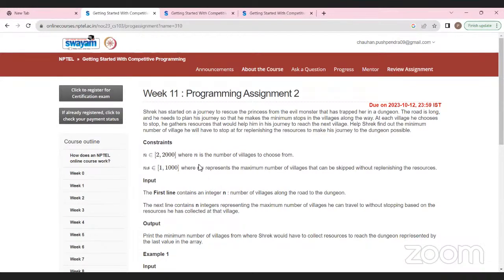Okay, so the week 11 assignment is: Shrek has started on a journey to rescue the princess from an evil monster that has trapped her in a dungeon. The road is long and he needs to plan his journey so that he makes the minimum stops in the villages along the way. At each village he chooses to stop, he gathers resources that would help him reach the next village. Help Shrek find out the minimum number of villages he will have to stop at for replenishing resources to make his journey to the dungeon possible.